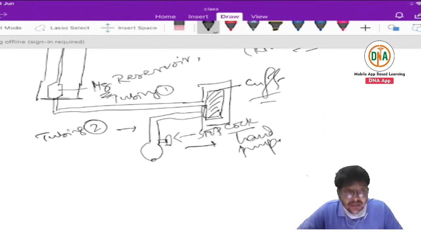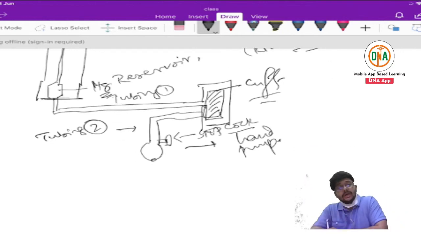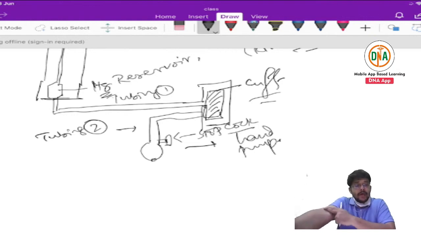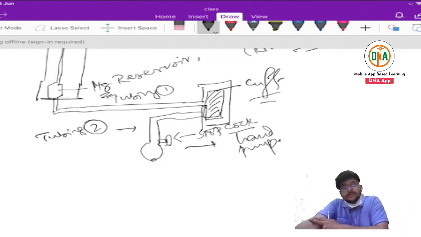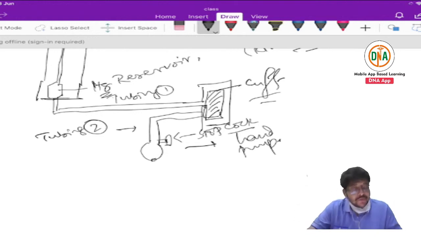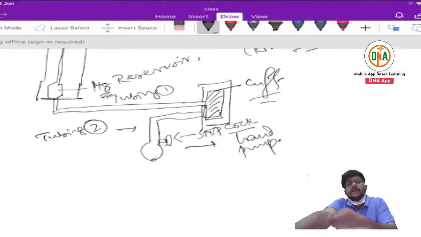So first, we should tie the Riva-Rocci cuff two fingers above the antecubital fossa, at the midline of the antecubital fossa, 2 fingers or 2 centimeters above it. The 2 tubings coming out of the Riva-Rocci cuff should come out parallel to the brachial artery, and it should be bound so tightly that only 2 fingers can pass through.